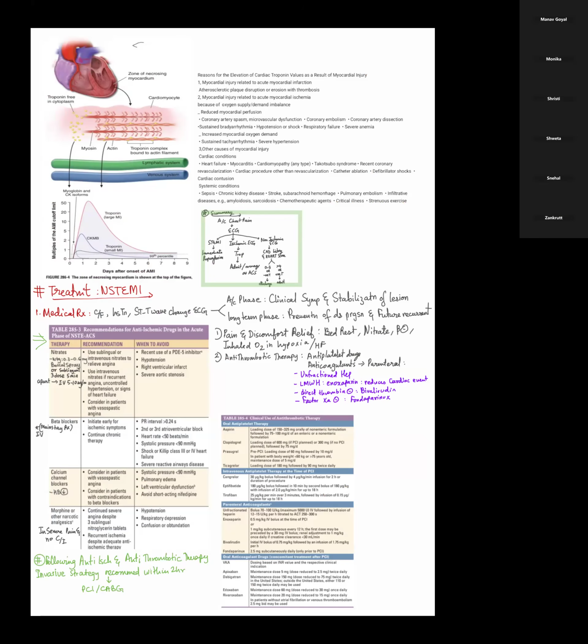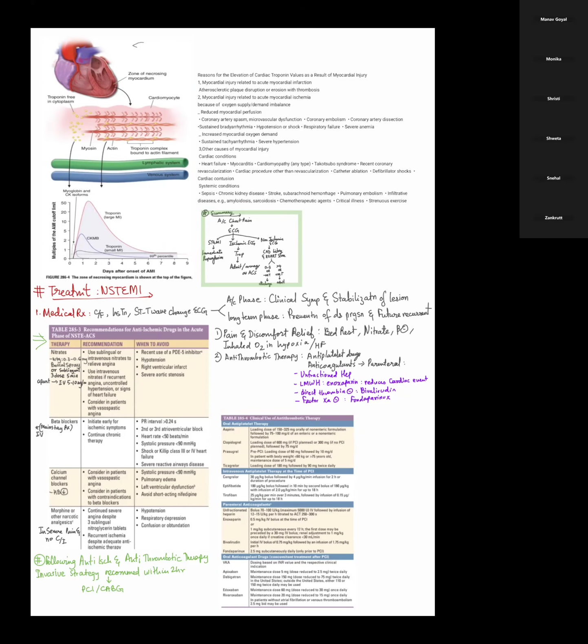Other reasons can be cardiac conditions like heart failure, myocarditis, cardiomyopathy of any type, Takotsubo syndrome, and systemic conditions like sepsis, CKD, stroke, subarachnoid hemorrhage, pulmonary embolism, and inflammatory diseases like amyloidosis, sarcoidosis. So they cause elevation of cardiac troponin values due to the troponin complex bound to the actin filament coming into the blood circulation. So what could be its importance?